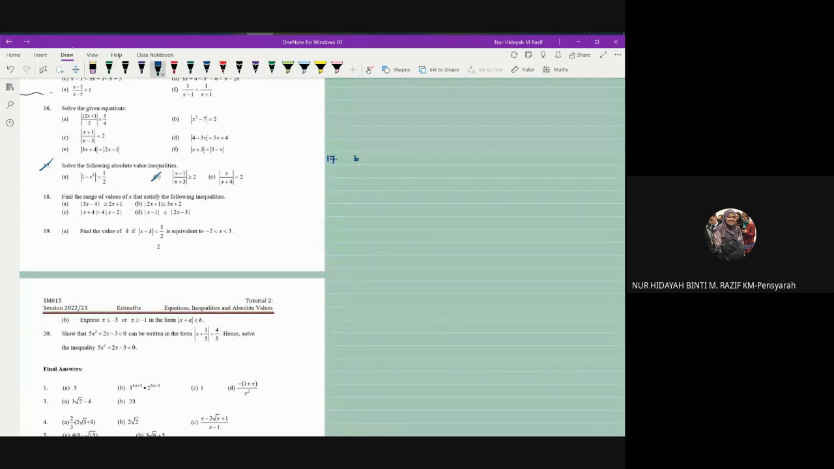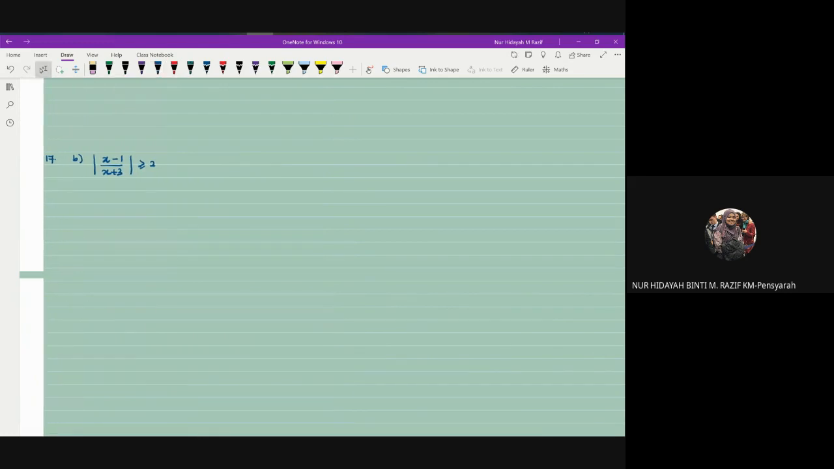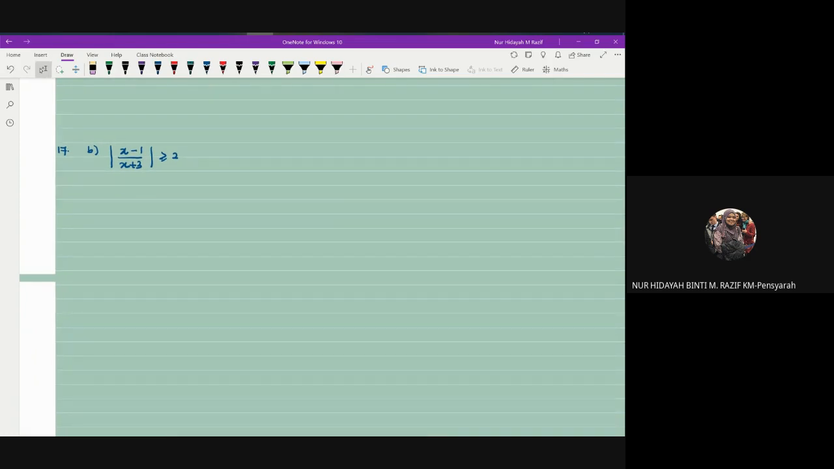For question 17b, you are asked to solve the following inequalities and you have a rational inequalities di sini. Kita ada absolute value of x minus 1 over x plus 3 must be greater than or equal to 2. So what is the first step in solving absolute value rational inequalities? Ingat lagi tak? Masa saya ajar, kita kena buat apa dulu? First of all, look at this sign. Betul? True or false? So, simbol itu memberitahu kita apa? Apa yang kita tahu?